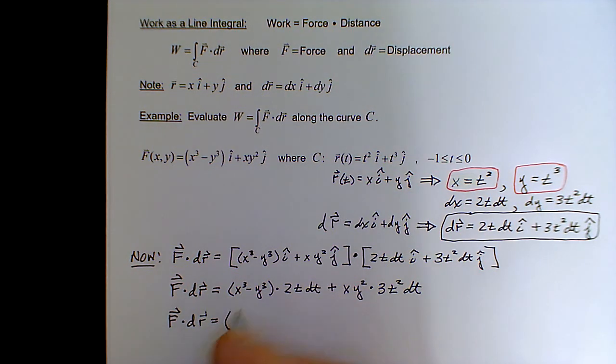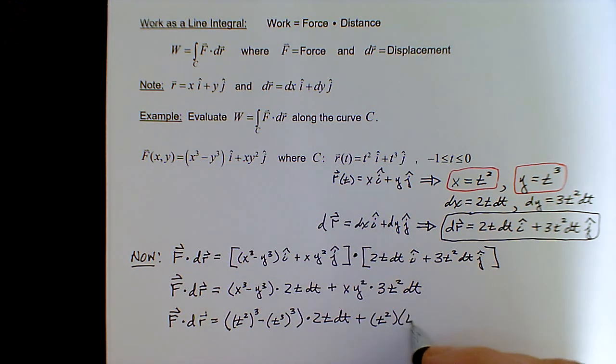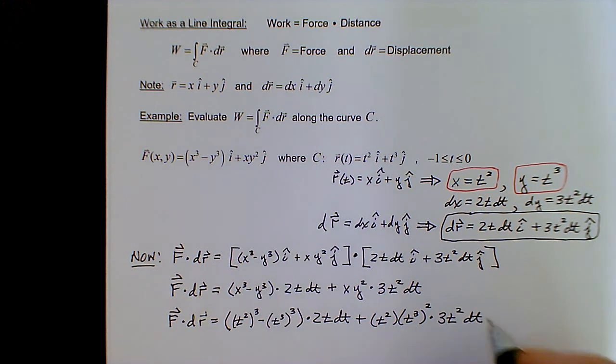So that x cubed, x is t squared, so t squared cubed minus y is t cubed, but that has to be cubed, and then times 2t dt, and then plus the x again is t squared, the y is t cubed, but that has to be squared, and then times 3t squared dt.